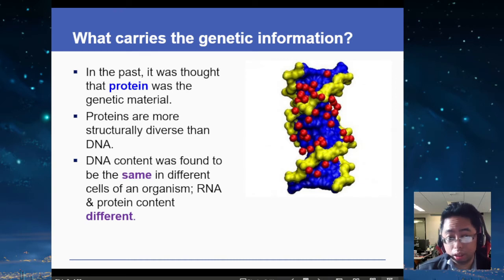They're more structurally diverse. And the thing is, DNA content, if you want to compare with protein, is found to be the same in the different cells of an organism, but RNA and protein are different. If you look at the cells of an organism, they have a lot of cells. You have the lung cell, the skin cell, the eye cell, the brain cell. All of them have different numbers of proteins and RNAs, but the DNA content is all the same.